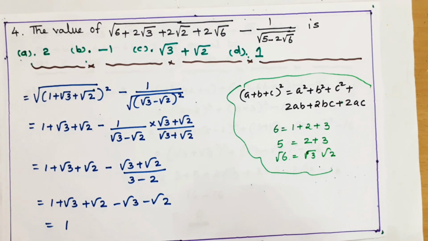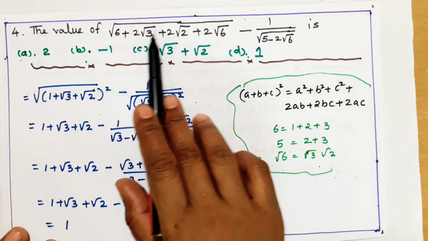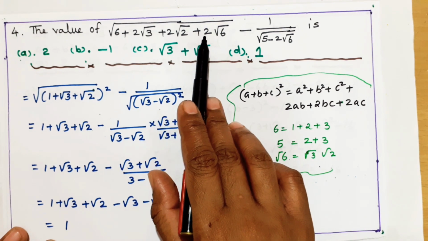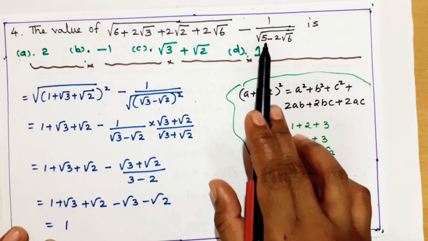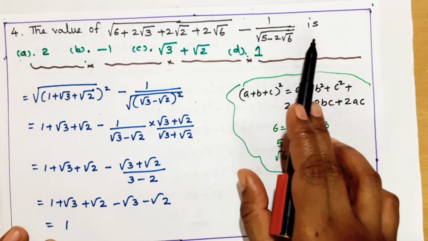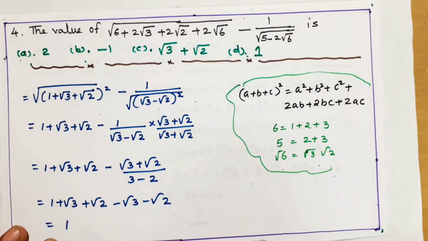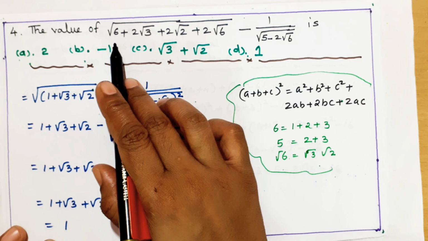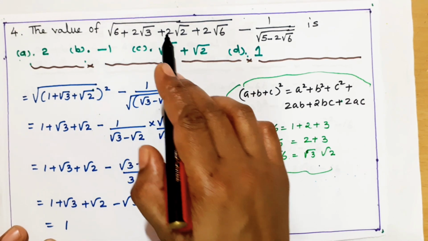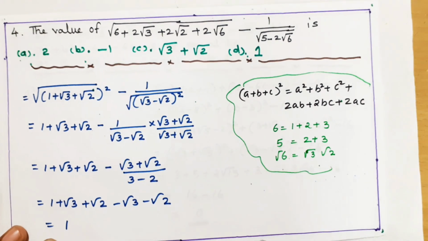Okay. Next question. The value of root over (6 plus 2 root 3 plus 2 root 2 plus 2 root 6) minus 1 by root over (5 minus 2 root 6) is. This question, after seeing the question, you should get an idea how to split this. So this is 6. 6 is nothing but 1 plus 2 plus 3. So the numbers all we are taking from here only. We can write 6 as 1 plus 2 plus 3.